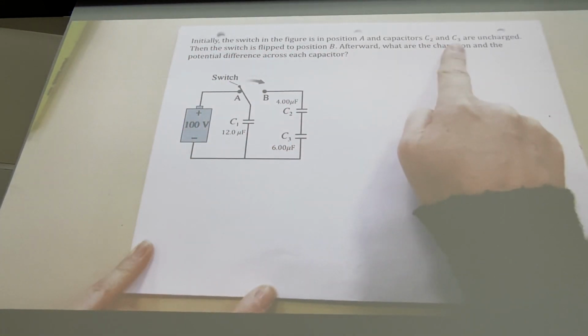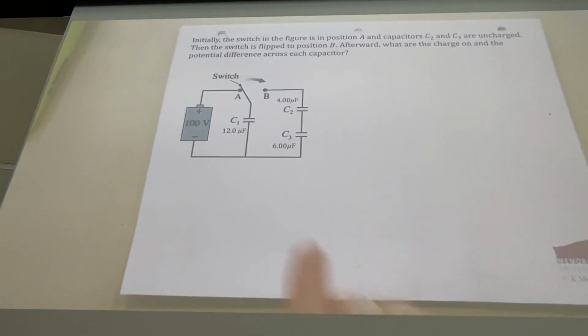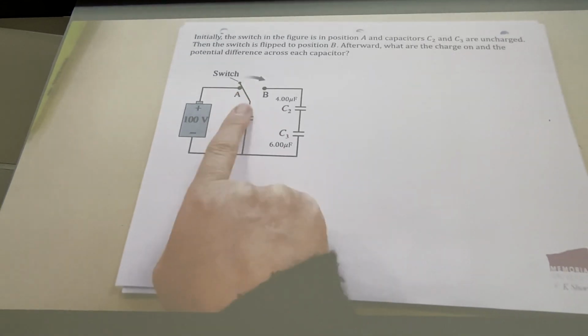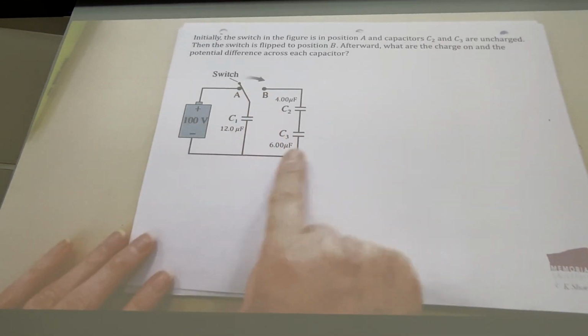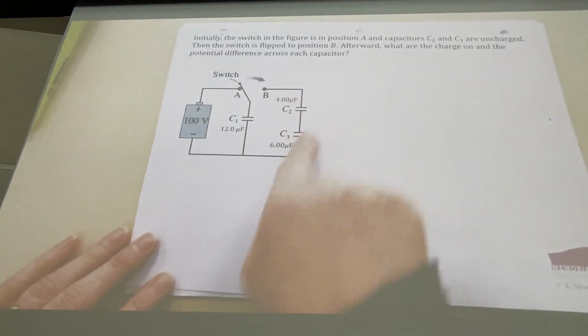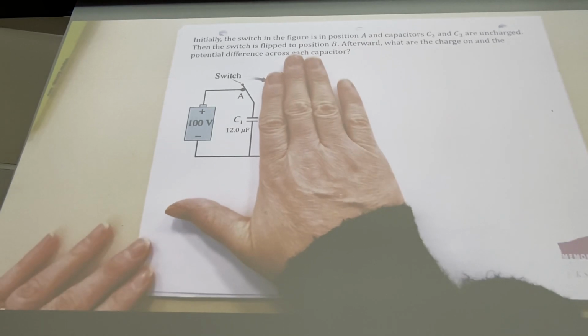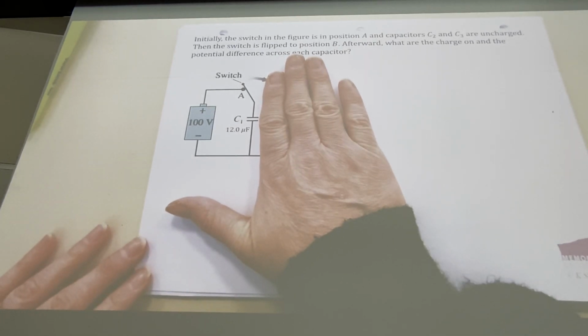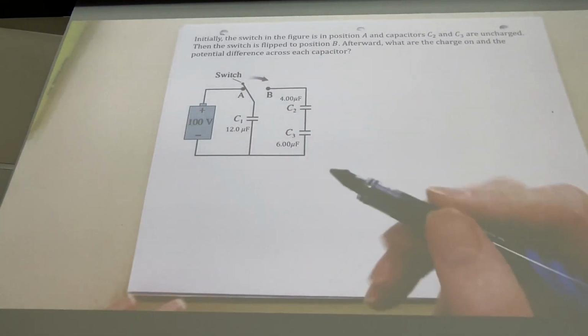Capacitors C2 and C3 are uncharged. Then we flip it to position B. So in the beginning, the switch is in contact with point A. There's no contact with point B, so nothing can happen in this branch of the circuit. This is an open circuit initially. When you have an open circuit like that, it's like that branch is not even there. Okay? So initially, the only stuff that's happening is happening in this branch.